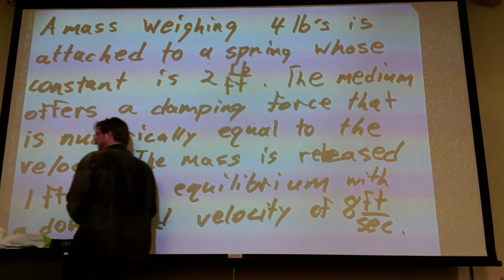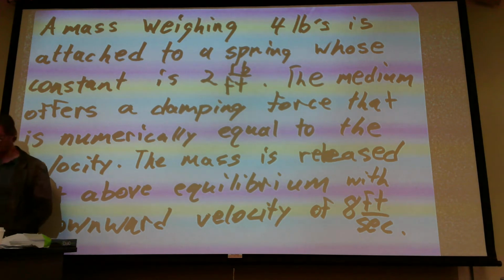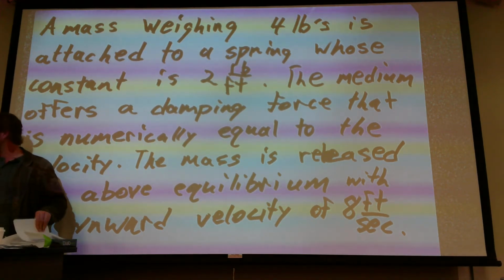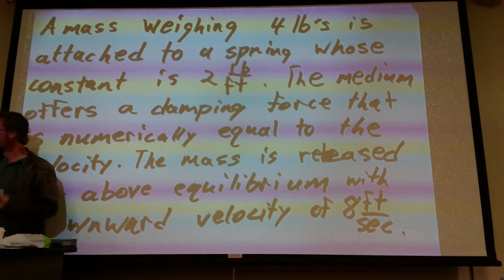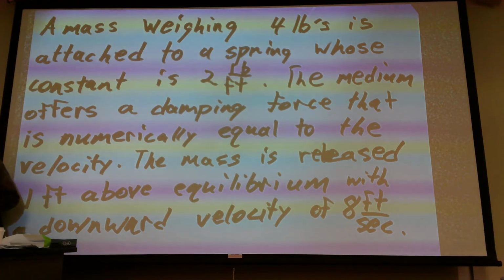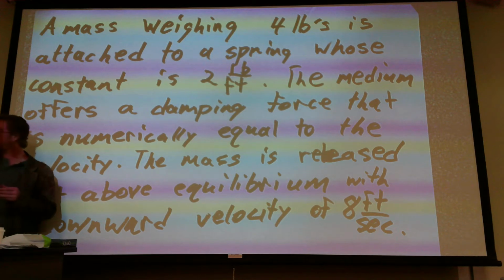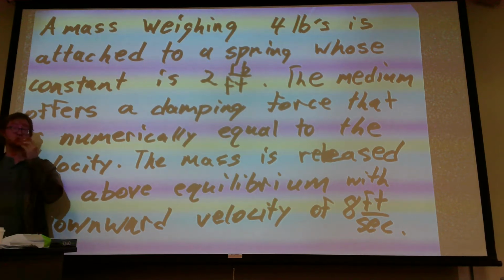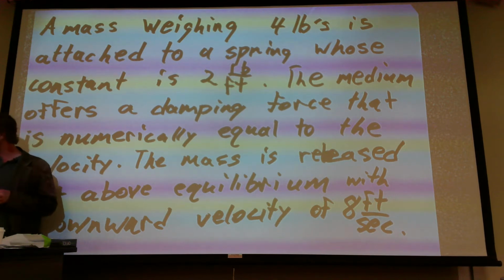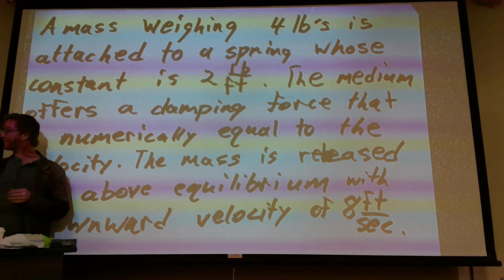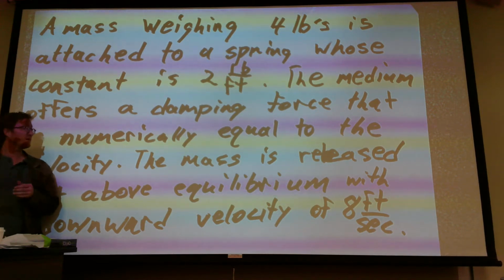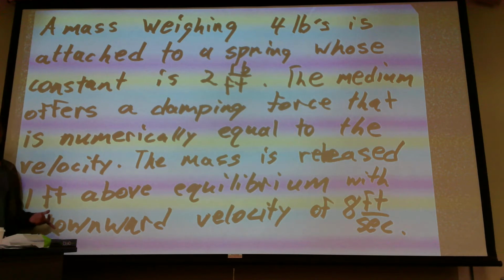Okay, so an example with damping effect. A mass weighing 4 pounds is attached to a spring whose constant is 2 pounds per foot. The medium offers a damping force that is numerically equal to the velocity. Okay, that's going to tell us what the beta is. And then it says the mass is released from 1 foot above equilibrium with a downward velocity of 8 feet per second. Okay, and so those last two conditions are the initial conditions.